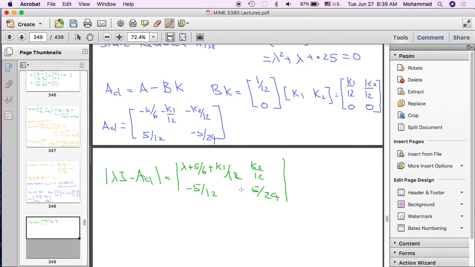Oh, I forgot the lambda plus. So lambda plus.